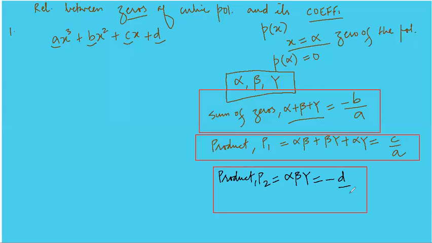D divided by A. You can also say that the sum of zeros is equal to minus b by a, that is minus of the coefficient of x square divided by the coefficient of x cube. Product P1 is equal to c by a. What is c? C is the coefficient of x divided by the coefficient of x cube. And product P2 is minus d divided by a, that is minus of the constant term divided by a.